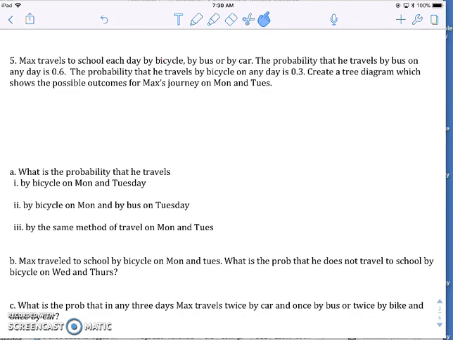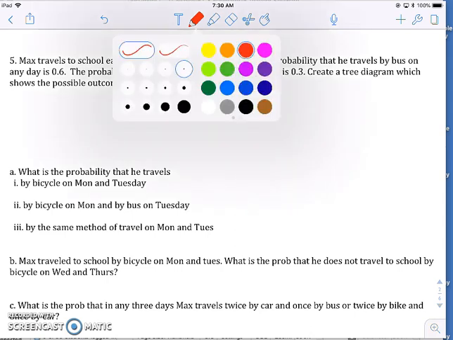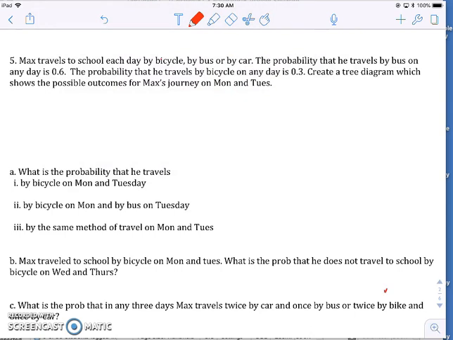On to the second page of this review. So this first one: Max travels to school each day by bicycle, bus, or car. The probability that he travels by bus on any day is 0.6. The probability he travels by bike is 0.3. Create a tree diagram to show all his possibilities for Monday and Tuesday.